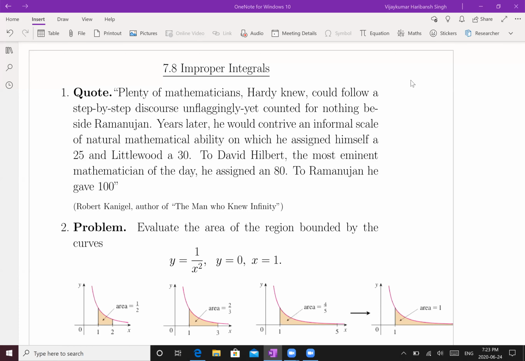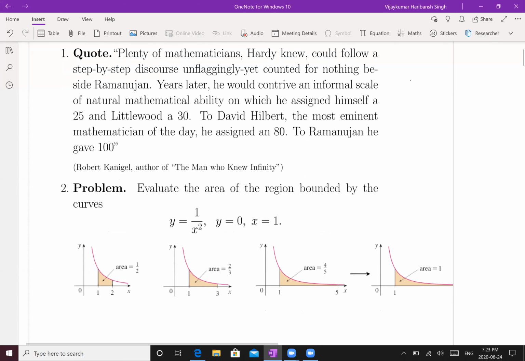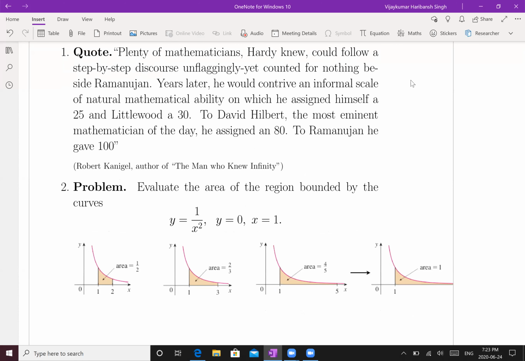So the next concept we want to discuss is the concept of improper integral. Before we go to improper integral directly, consider the following problem. We have curve y equals 1 by x squared, y equals 0, and x equals 1. The curve y equals 1 by x squared is given by this curve in the red. And we have y equals 0, which is the x-axis. And we have x equals 1, which is this part here. And we want to find out all this area. What is the area here?